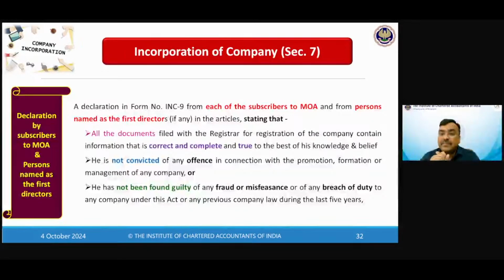Declaration by professional and the internal management that all the requirements of the rules and regulations of the Act are complied with regarding the registration.